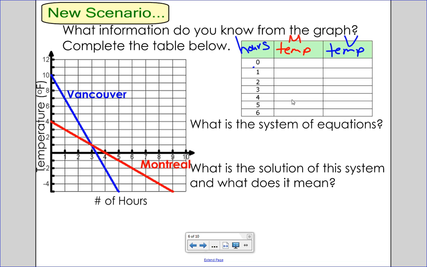Let's look at the red line first. At time 0, what's the temperature in Montreal? 4 degrees. Which, by golly, it felt like that even here in Houston yesterday, just saying. All right. After 1 hour, Montreal was 3 degrees. What's happening to Montreal's temperature over time? It's decreasing. It's going down.